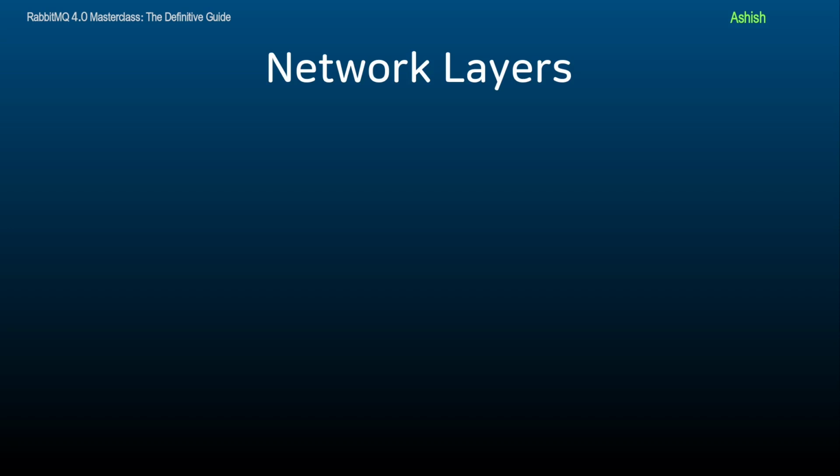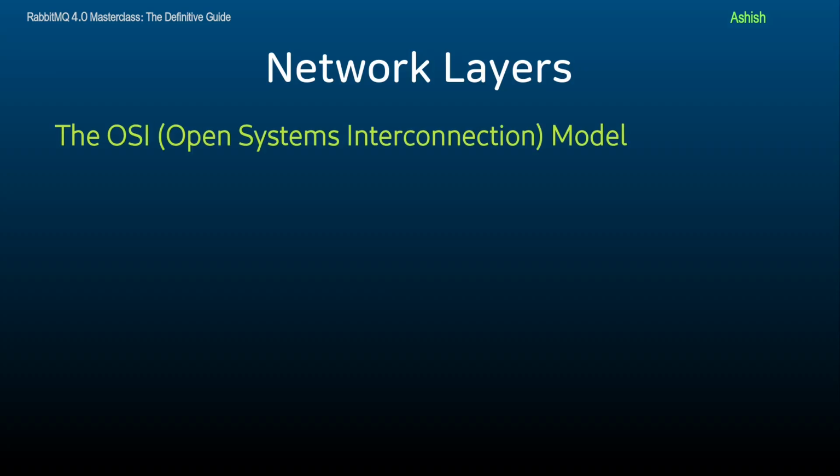layers. Networks are built on protocols, and these protocols are organized into layers. The two most commonly referenced models are the Open Systems Interconnection Model, or the OSI model. This is a conceptual framework used to describe how data is transmitted in a network. It has 7 layers, and each has its own specific function.